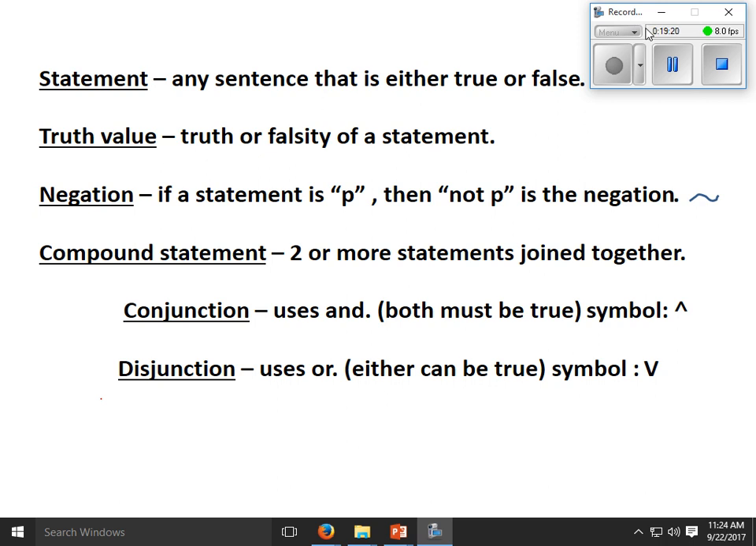A truth value. A truth value is just saying whether that statement is true or false. So if they ask you, what's the truth value of this statement? That's just asking you, same thing as saying, tell whether that statement is true or false. That's all there is to it.